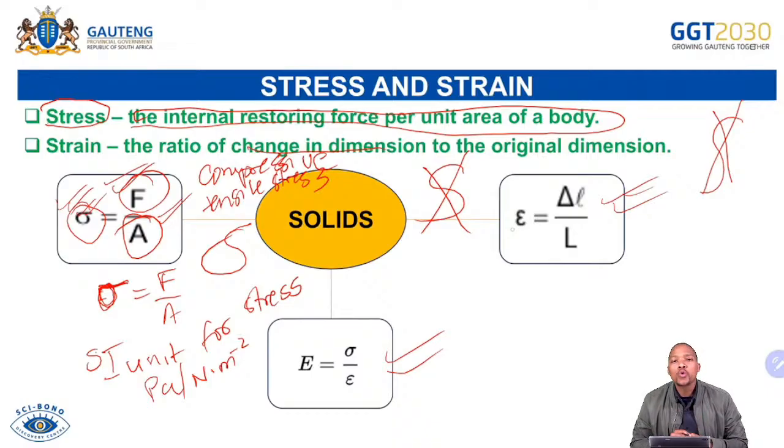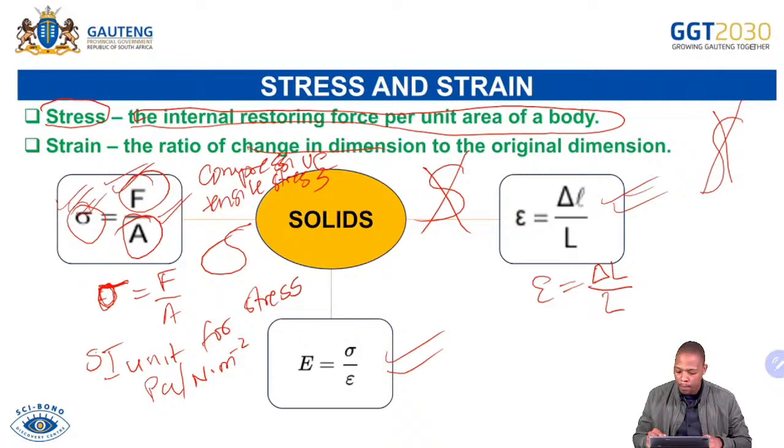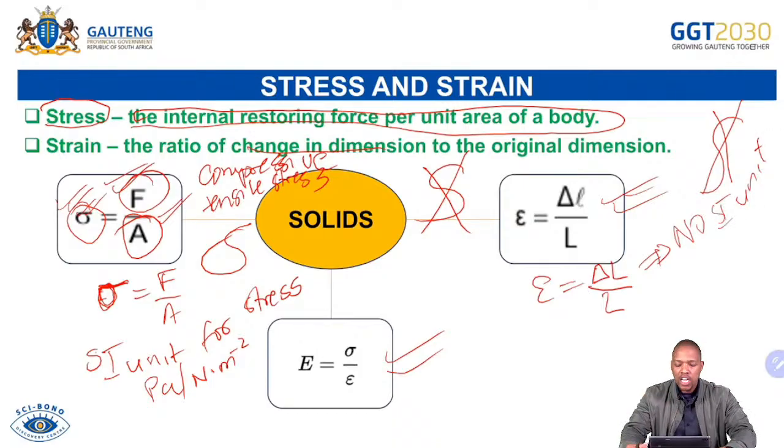You must be able to identify the formula as we have spoken, and you must be able to write the formula as it is. This one is very simple. We don't have to talk too much about it. And then we say, what about the SI unit? What is the SI unit of strain? The SI unit of strain is that there is no SI unit. Keep that in mind.